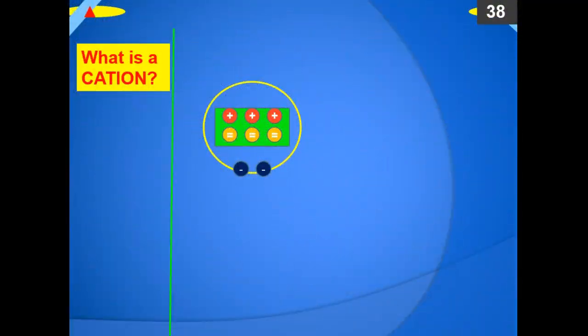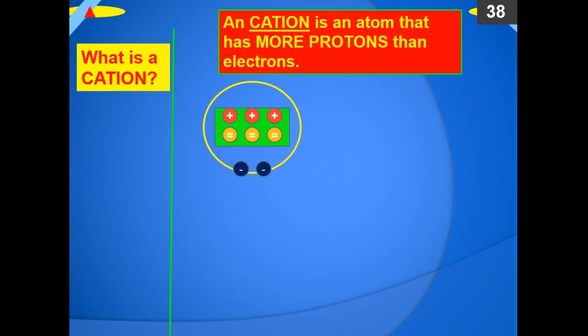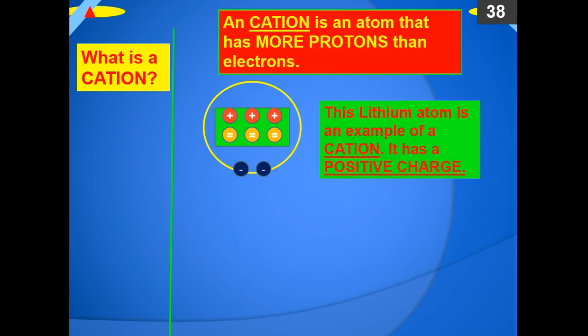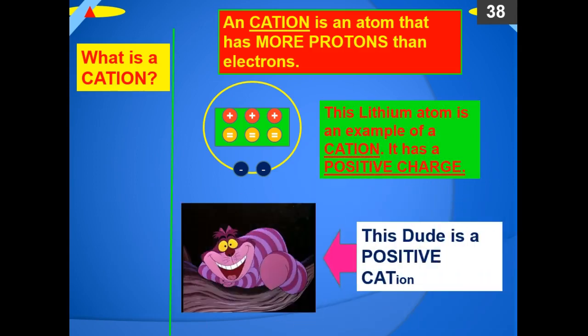What's a cation? The example that we've just been talking about is a cation. A cation is an atom that has more protons than electrons. In other words, it's a positively charged ion. You guys ever seen the Cheshire Cat from Alice in Wonderland? There he is. So this dude is a positive cat-ion. Just remember the positive cat-ion. The smiling cat, he's positive. He's got more positives, more protons than electrons. That's called a cation.